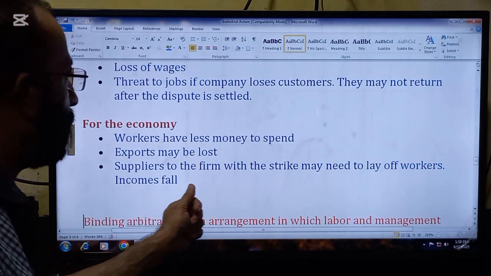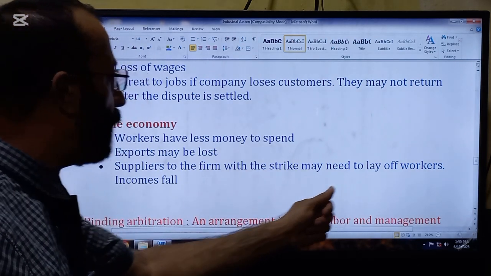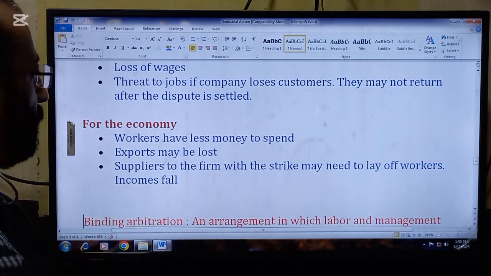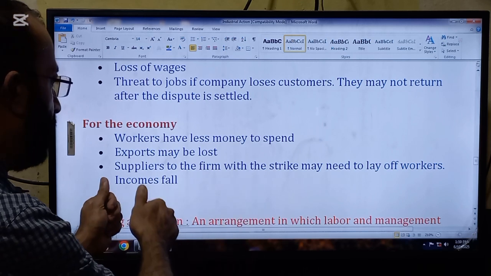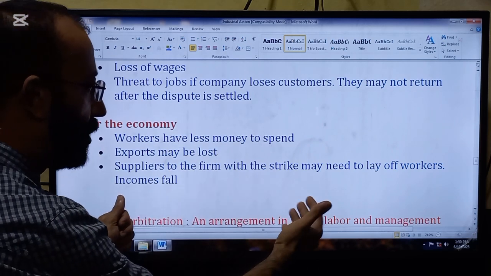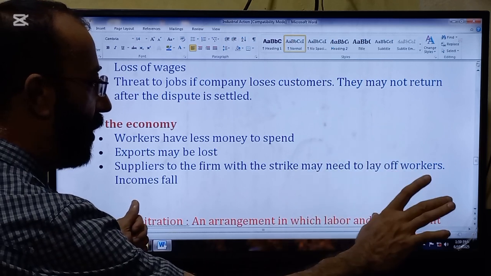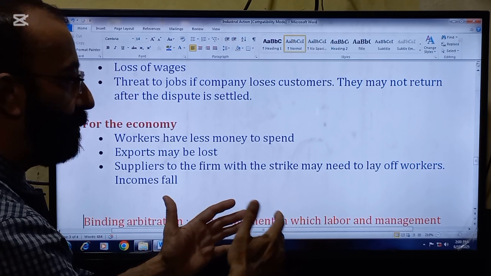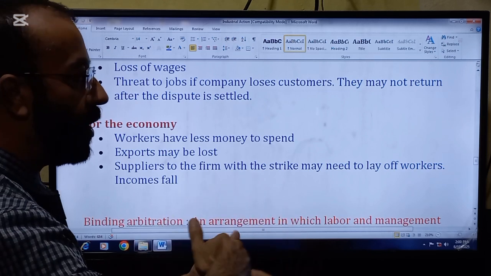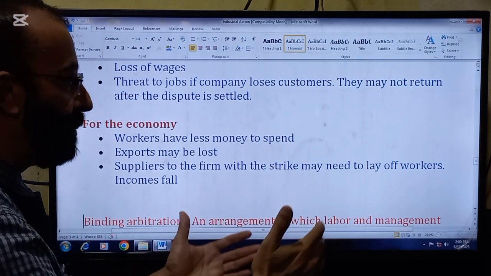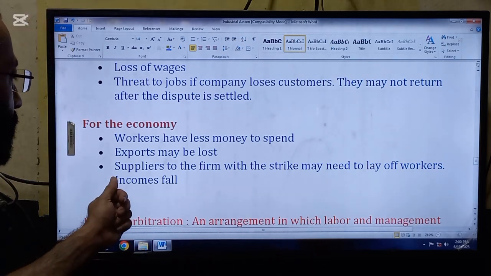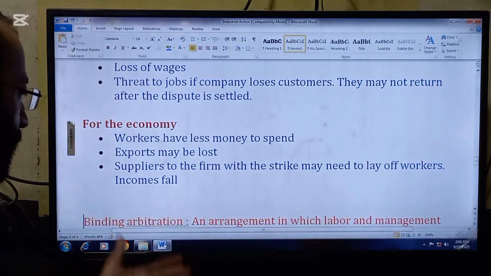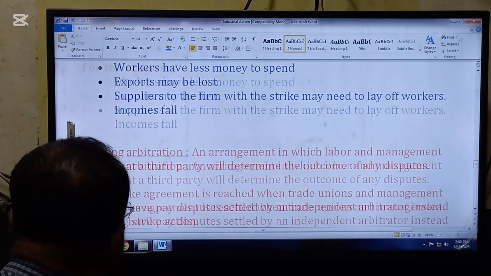Next is suppliers to the firm with the strike may need to lay off workers, income falls. This is another effect on the economy, because the suppliers who supply goods to a particular firm facing industrial action, and that factory is not working at full capacity, may need to lay off workers. So incomes will get less.